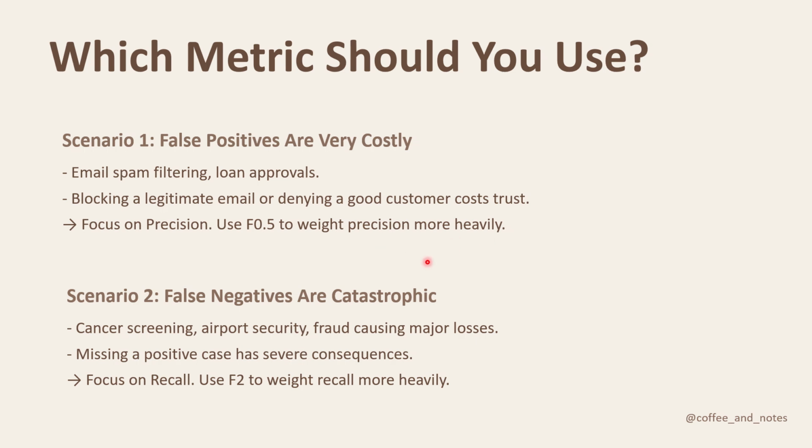Scenario 2: false negatives are catastrophic. Think cancer screening, airport security, or fraud that causes major losses. Missing a positive case has severe consequences. A cancer patient goes untreated. A dangerous person boards a plane. A $1 million fraud goes undetected. In these cases, focus on recall. You need to catch as many positives as possible. Use F2 to weight recall more heavily.